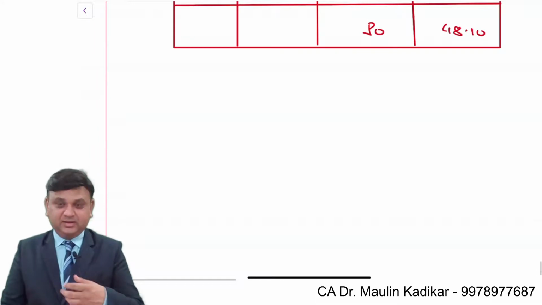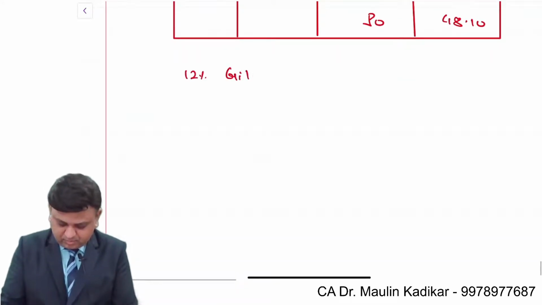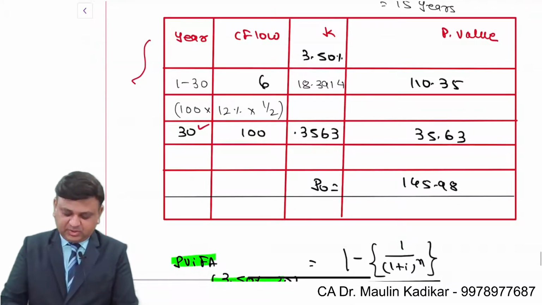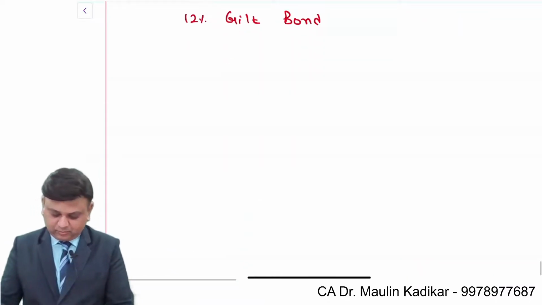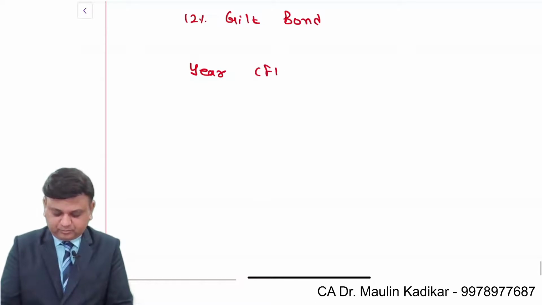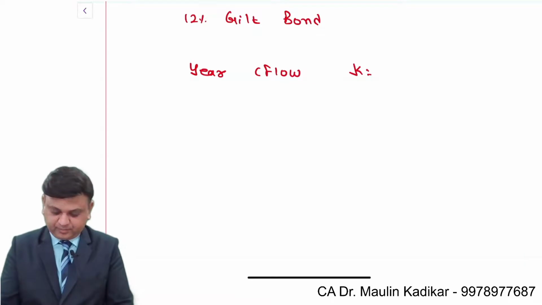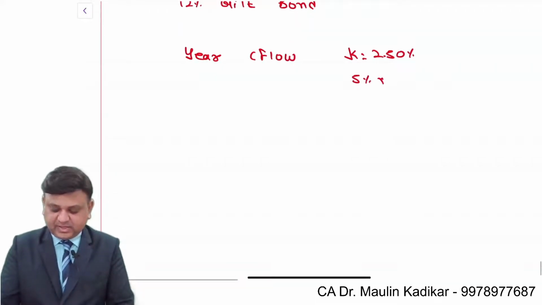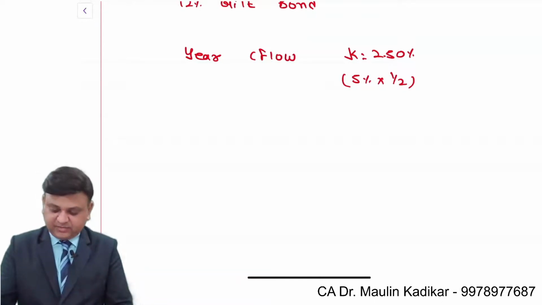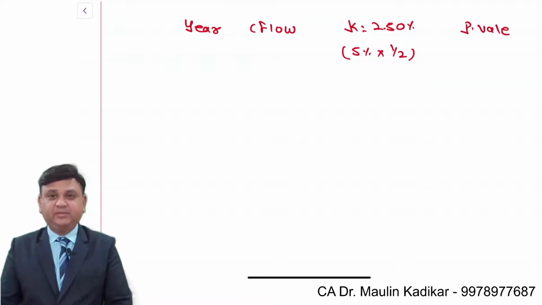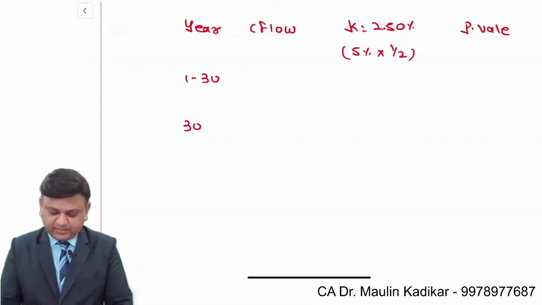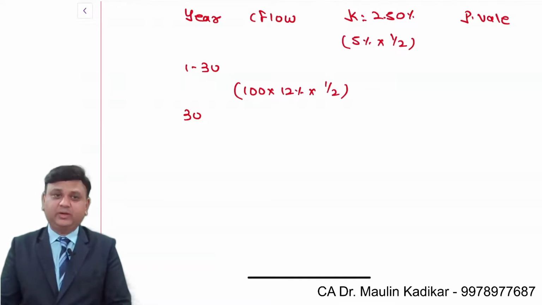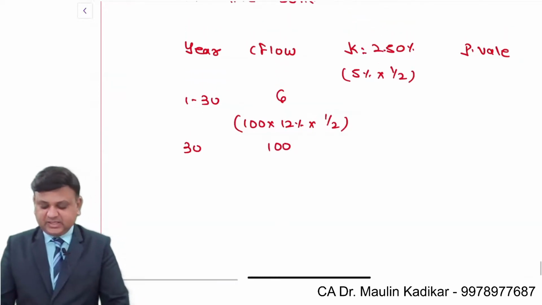Second part of the question. In that 12% gilt bond, in that case, we will have the cash flow series similar to this. So column number 1 is year. Column number 2 is cash flow. Third column is 2.5%. This 2.5% is calculated as 5% into 1 by 2. Then finally, present value. So the time period will be taken 1 to 30. And 30th period, so 100 into 12% into 1 by 2. So that comes to 12 rupees into 1 by 2. That comes to 6 rupees. Last year you will get 100 rupees.